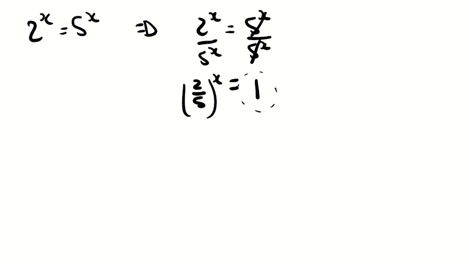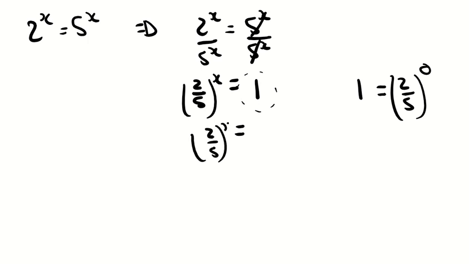It's simple. 1 can be turned into 2 over 5 by raising 2 over 5 to the power of 0. As a result, we're going to have 2 over 5 to the power x is equal to 2 over 5 to the power of 0. Now we have found our solution. We have been able to make the bases the same. Therefore, we can then say the exponents are equal. x is equal to 0.